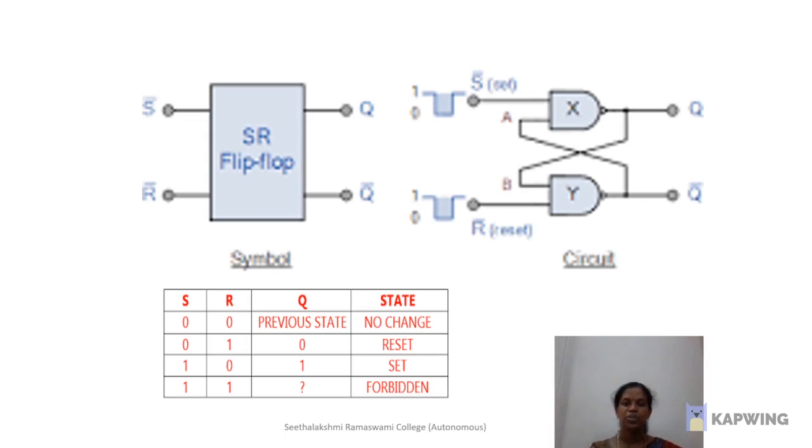The function table for SR flip-flop is given. When both the inputs are in zero state, it will retain its previous state. When the inputs for S and R are 0 and 1, the output Q will become 0, that is reset condition. When the inputs for S and R are 1 and 0, the output Q changes its state from 0 to 1, that is set condition is maintained. When both the inputs for S and R are 1, the output Q and Q bar both become 1, that is not allowed or forbidden condition.